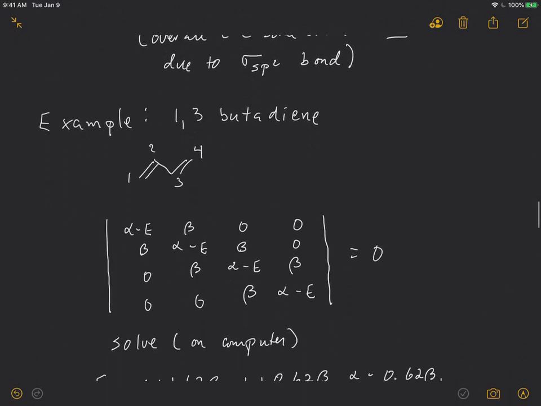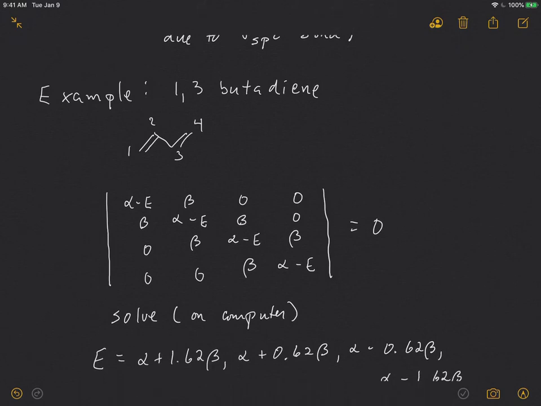Now let's move on to a larger system, sort of building things up. Let's look at 1,3-butadiene, the subject of many bad chemistry puns. Help me, I'm diene, that sort of thing.